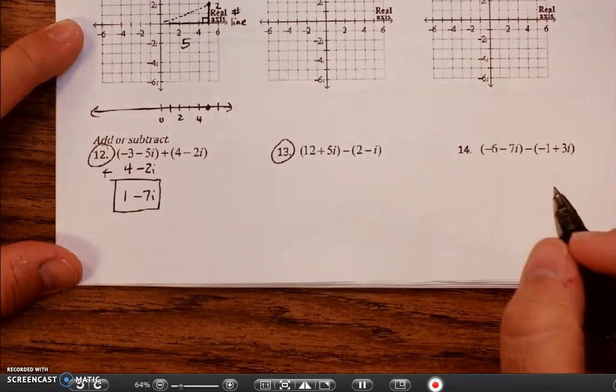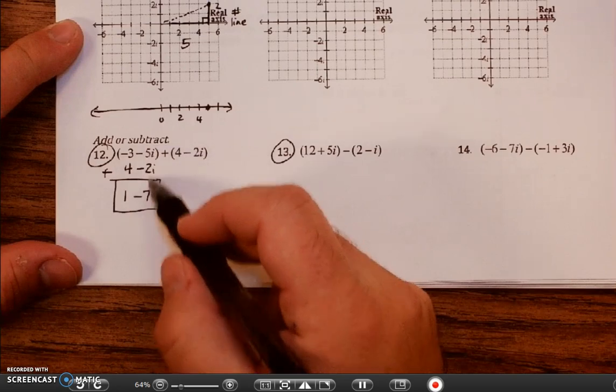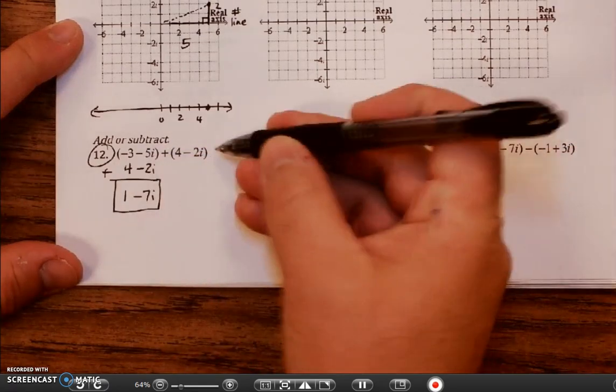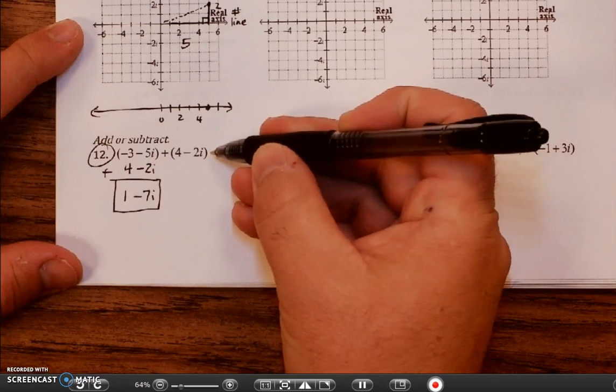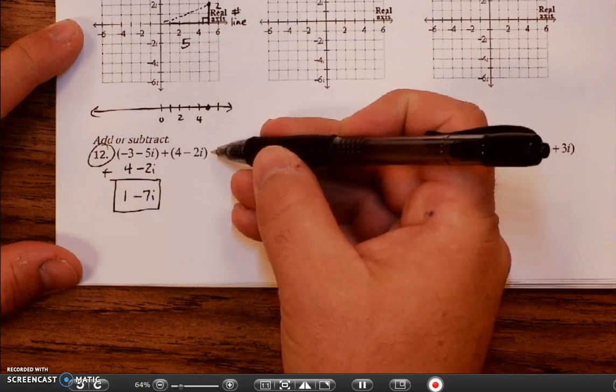That's it, folks. That was as hard as it gets. And I put the real numbers together and the imaginary numbers together. Now, a lot of you kids are going to think FOIL when you see this. And the reason you think that is because you see parentheses.